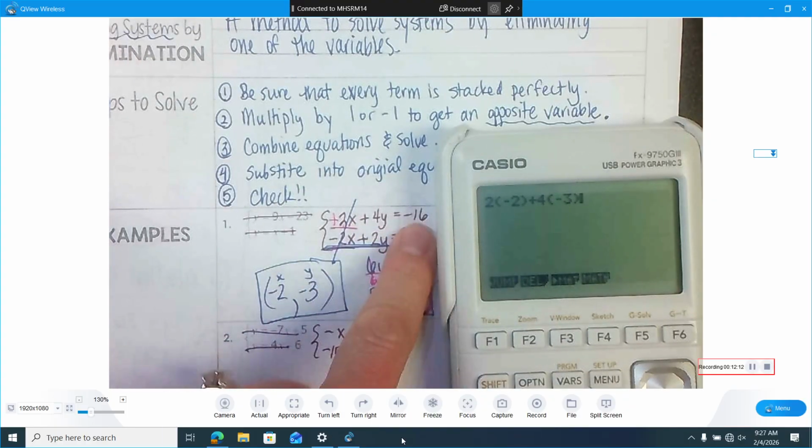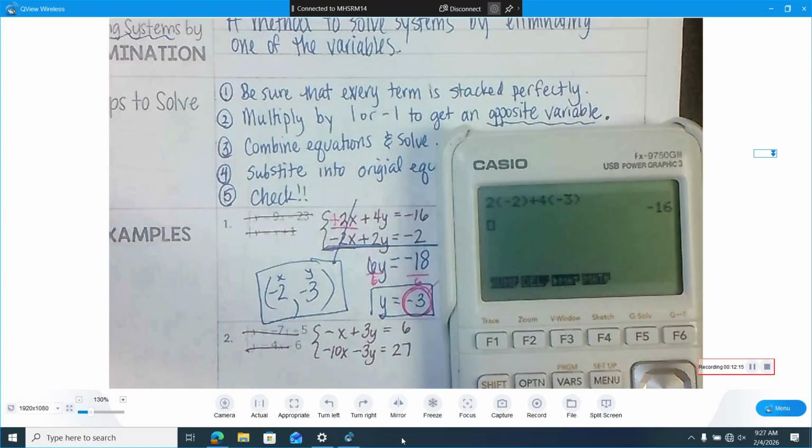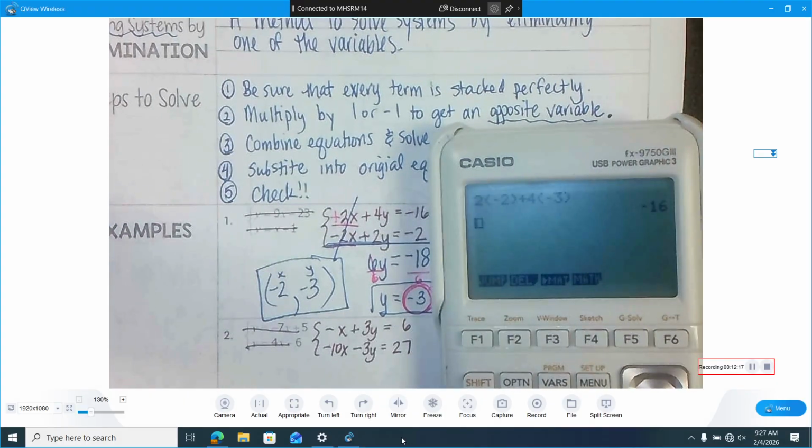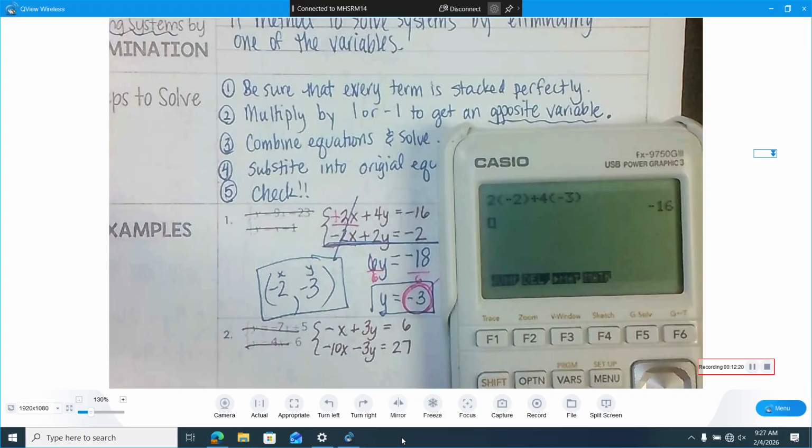That whole left side should be equal to negative 16. So I'm going to hit enter, and is it equal to negative 16? Yep. Okay, so the top equation works, it balanced.